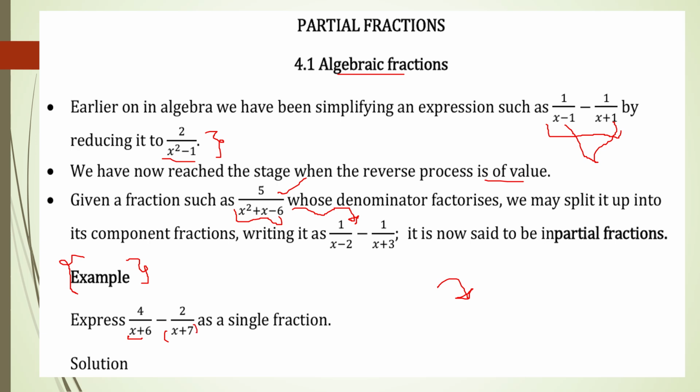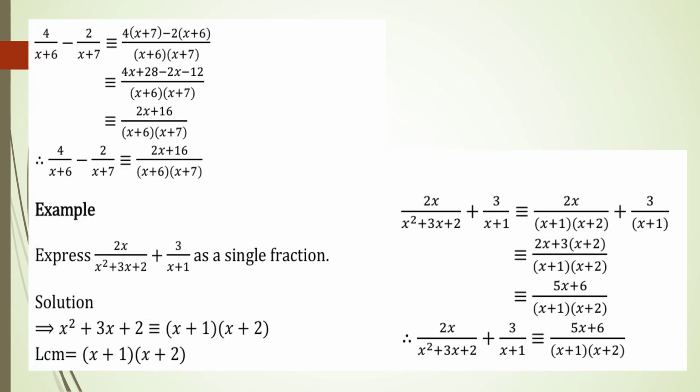To do this, since it's a fraction, we have to first get the LCM. And in this case, if we are having unknowns in the denominator, the LCM is always going to be a product of the two brackets. So let's look at the solution. We are going to first rewrite our expression as 4 divided by x plus 6, minus 2 divided by x plus 7.